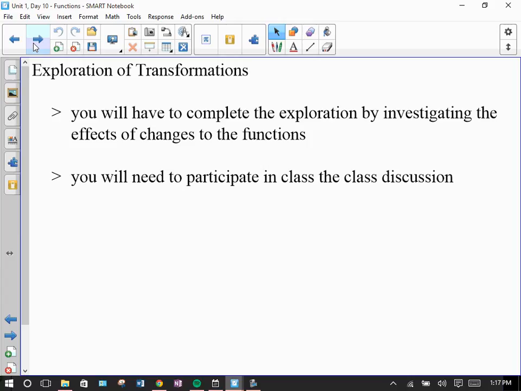I want you to answer them in complete sentences. I want you to answer them in detail. Don't just make childish answers like it moved. All right, it moved how? Did it move right? Did it move left? Did it move up? Did it move down? How far over did it move? All right. So what this does is it walks you through this so you guys can get your own conclusions, and then after that we're going to discuss our conclusions.